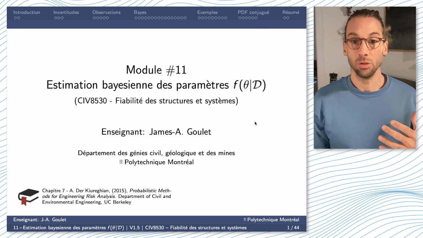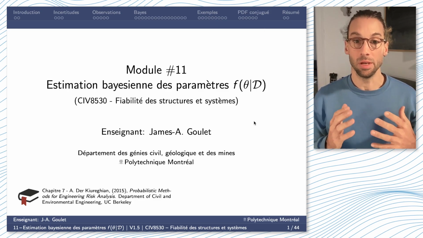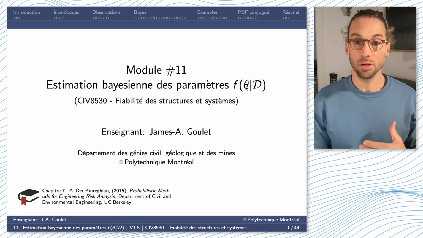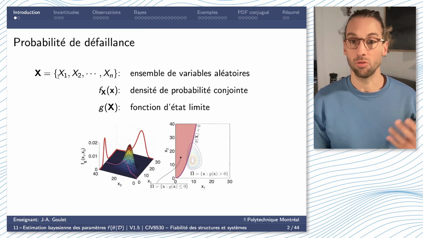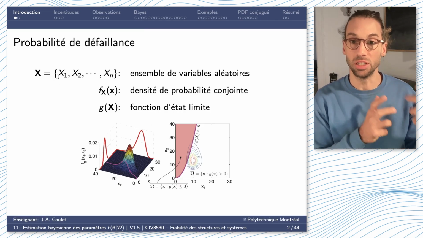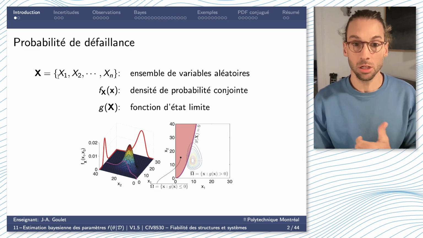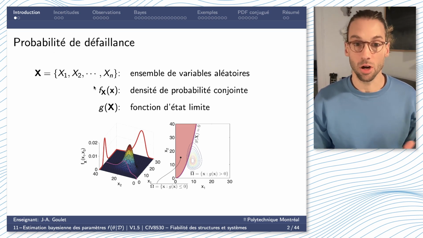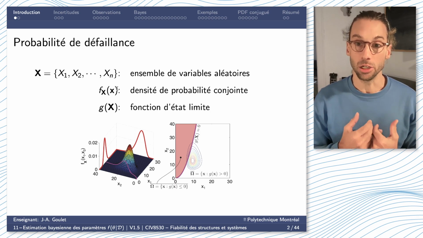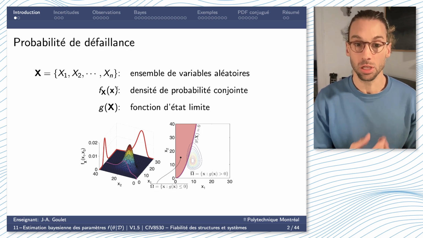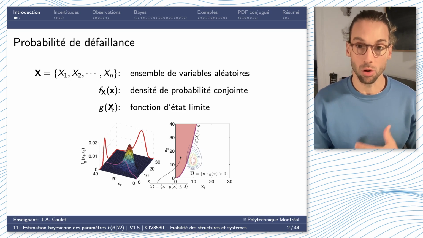In module 11, we're going to see how we can use Bayesian estimation to obtain the posterior density for our parameter given some data. In other terms, when we have our vector of random variables involved in either the resistance or solicitation model, we have used so far the prior density f of x, the joint density representing our knowledge of those random variables, and g of x being our limit state function.